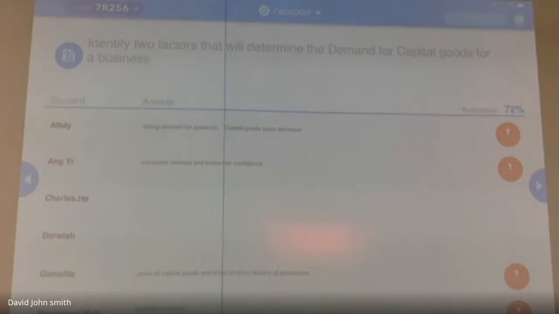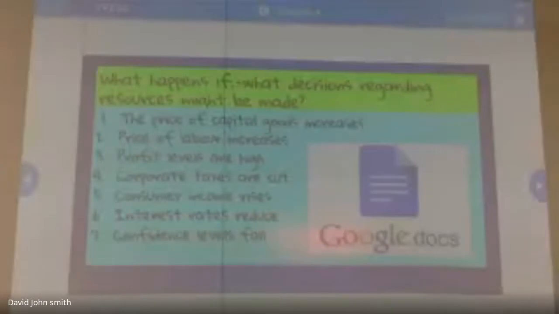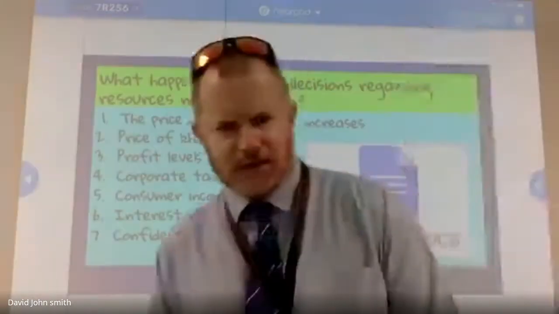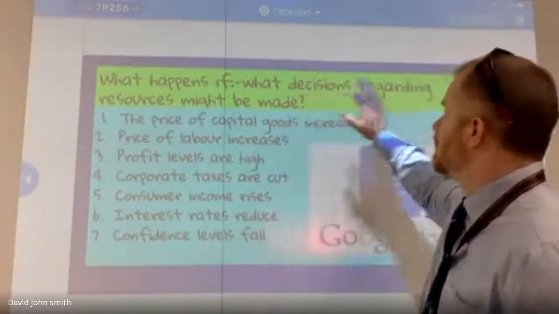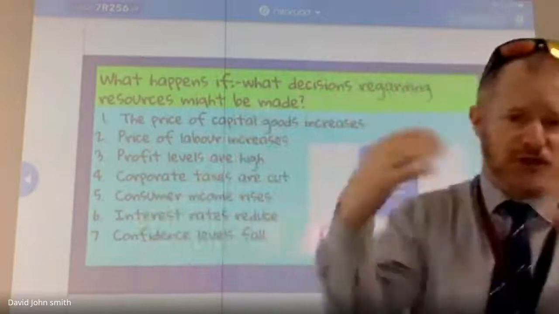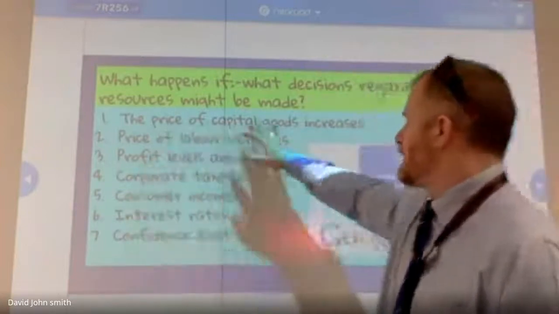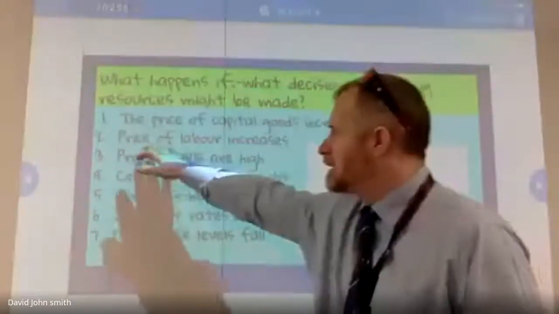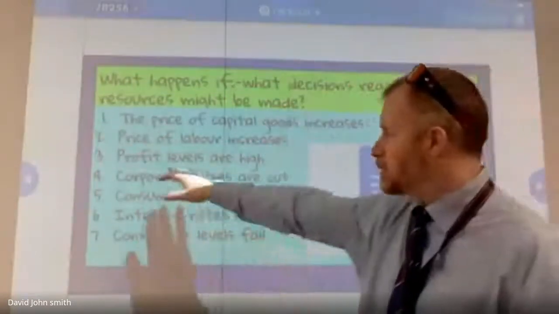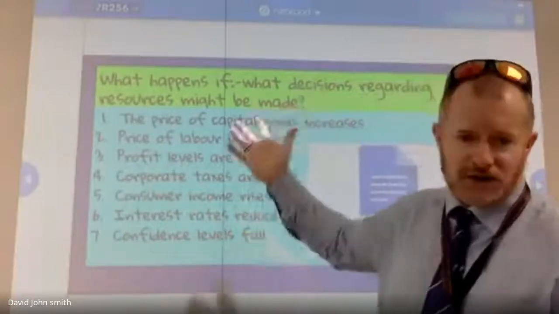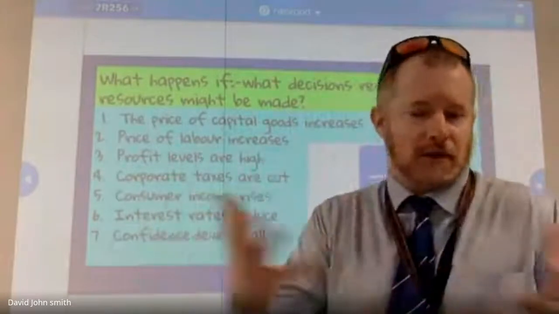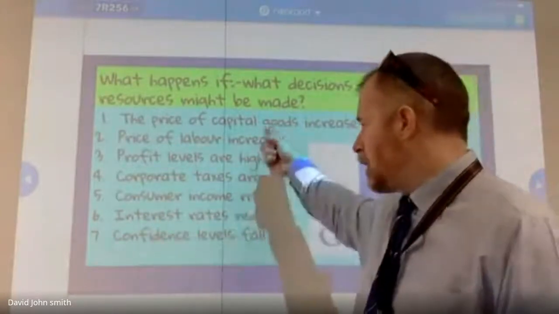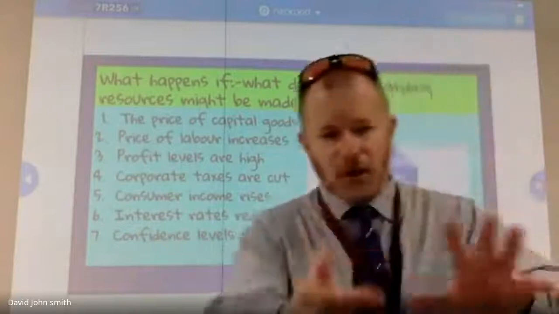All right, okay. Yes, good work. Now, okay, so we might have had a go at this already, so that's okay if we have. This is the work that you were doing about the decisions regarding resources. So there was a doc, we pushed it out to you. It said the price of capital goods was to increase, what decision would you make? If the price of labour was to increase, what decision would you make? If profit levels were higher, what decisions would you make? So that should have come out to you as a thing for you to have a go at. So you'd have a go at all of that in the doc, submit that, okay?